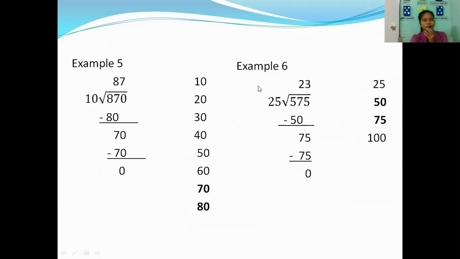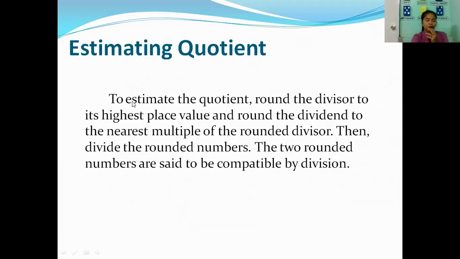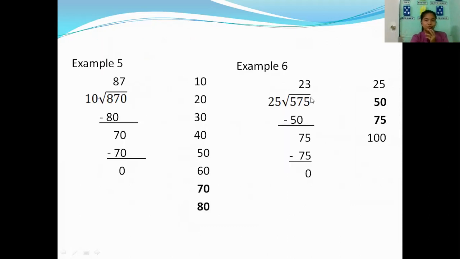Next, example number 6. We have 575 divided by 25. We focus on first digit 5. It cannot be because 5 is less than 25. So we can use two digit numbers, 57. So we have here the multiples of 25: 25, 50, 75, 100. So 57, we can use 50, not 75, because 75 is greater than 57. So we use 50, second place.